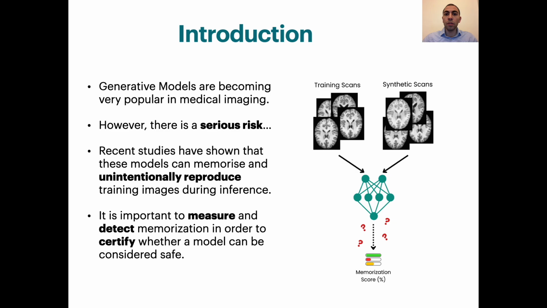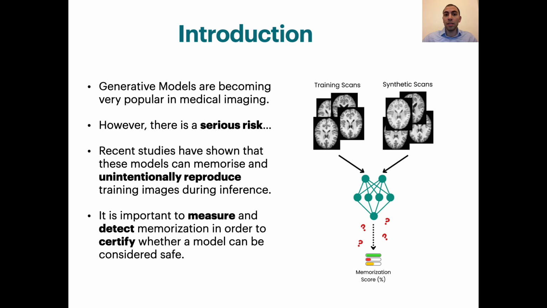However, there is a serious risk behind these approaches because recent studies have shown that generative models can memorize training data. And this means that a model can unintentionally reproduce images that are extremely similar or even identical to real patient scans during inference. In medical imaging, this is particularly dangerous because brain MRI or chest X-rays contain fine anatomical details that can uniquely identify a patient.